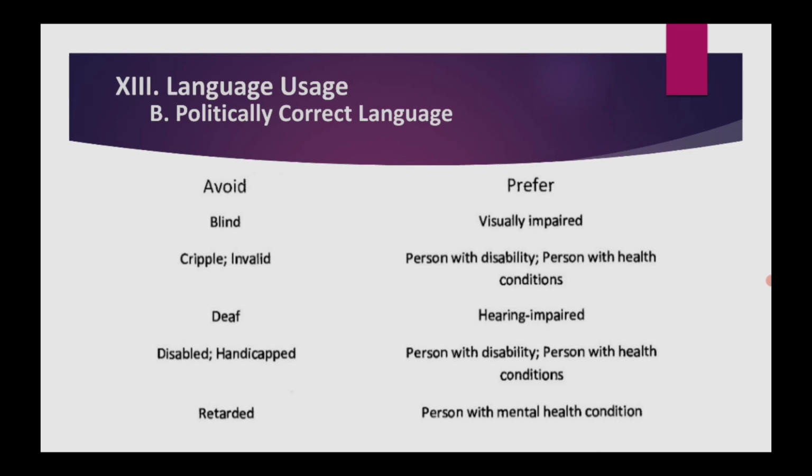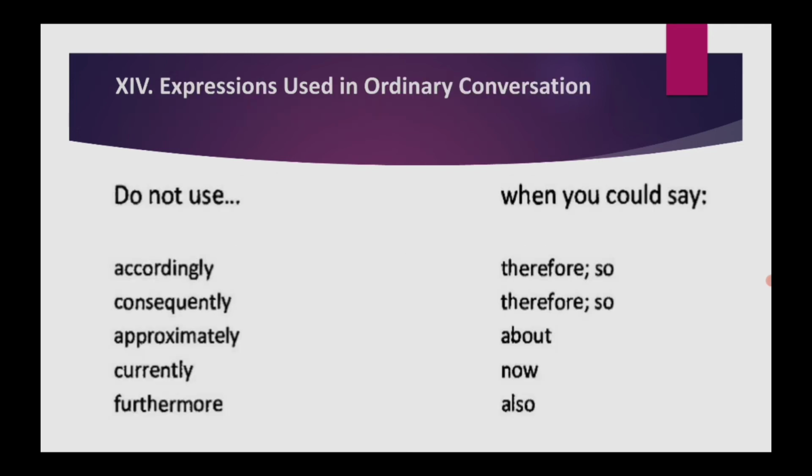And then instead of using the word blind, just use visually impaired. Cripple, invalid, just state instead person with disability, person with health conditions. Deaf, use instead hearing impaired. Disabled, handicapped, instead say person with disability, person with health conditions. Retarded, say instead person with mental health condition.